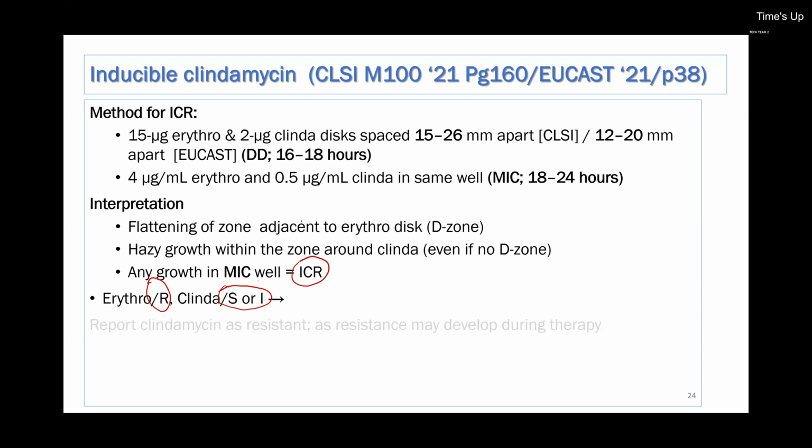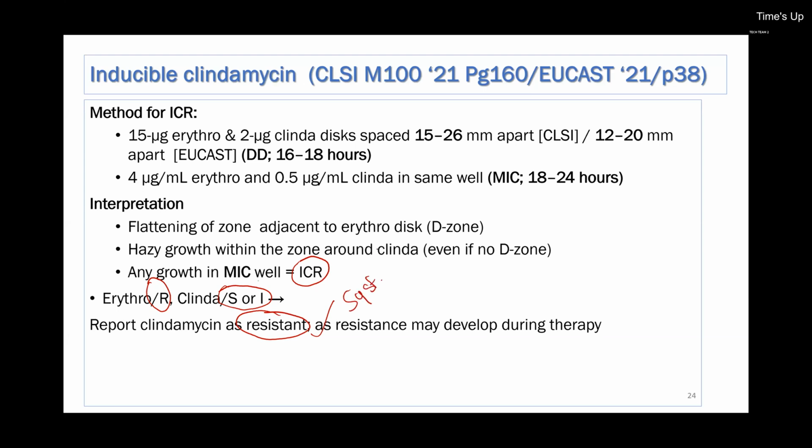Before reporting it to be susceptible or intermediate, we should look at what my erythro is and what my ICR result is. So if my ICR is positive, I'll change my clindamycin to resistant, because if you treat those systemic infections with clindamycin and the patient has prior exposure to erythromycin that may not be available to you, the induction may be there and the clindamycin may be resistant in vivo. However, that is true for systemic infections.